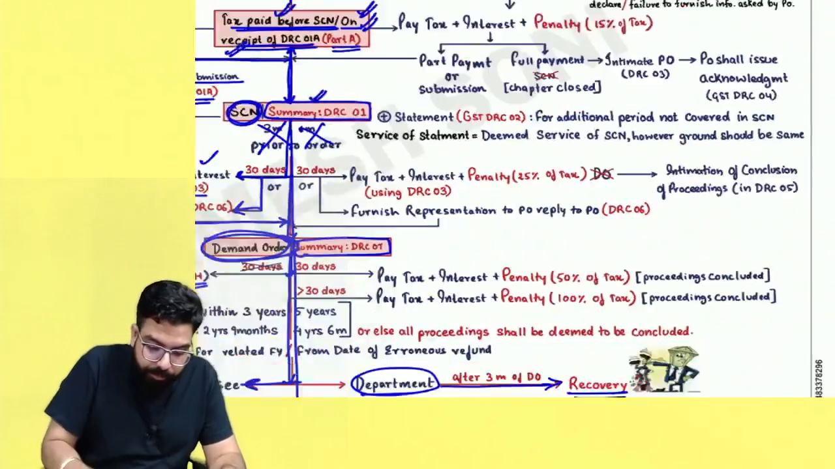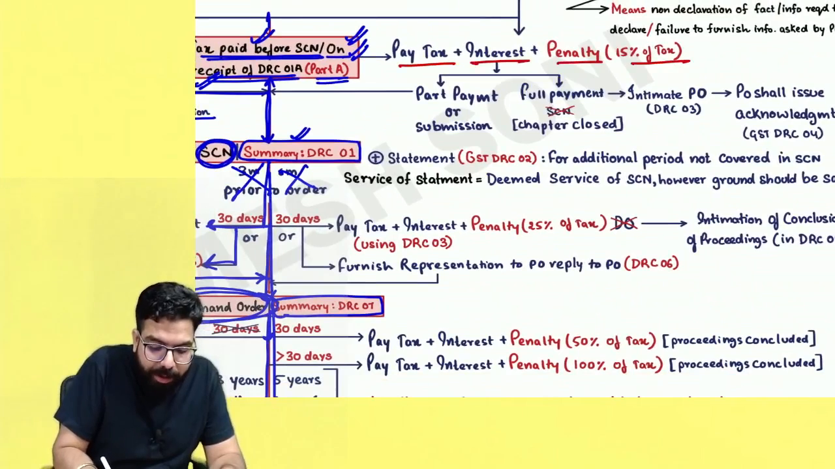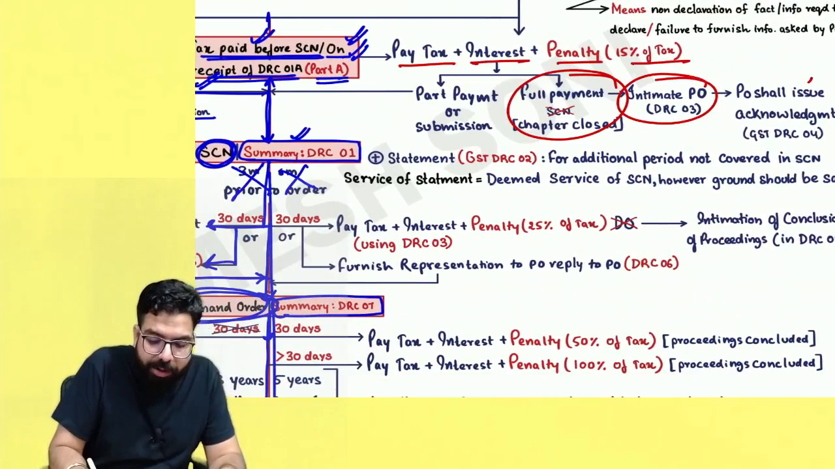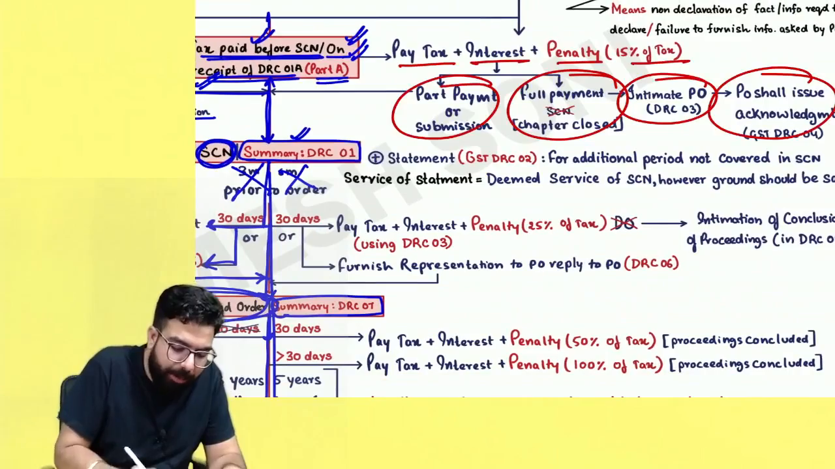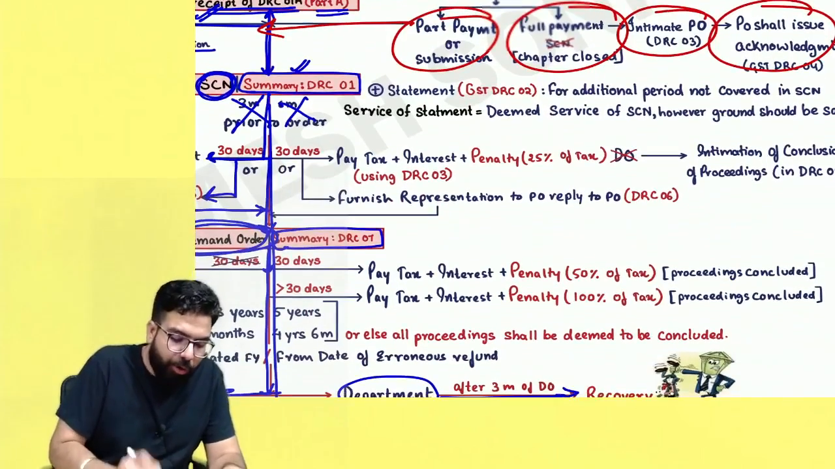Now, over here, same thing: pay tax, interest, penalty 15%. Full payment done, chapter is closed, just inform the officer and he'll give an acknowledgement. Part payment or submission, then remaining part, show cause notice will come.